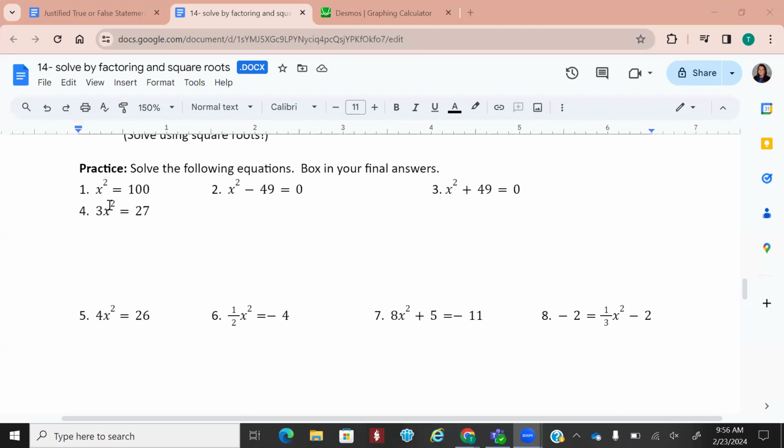So on number 1, we've got x squared equals 100. X squared equals 100. How do we get rid of a squared? We take the square root. What's the square root of 100? 10. So that's going to be positive and negative 10.